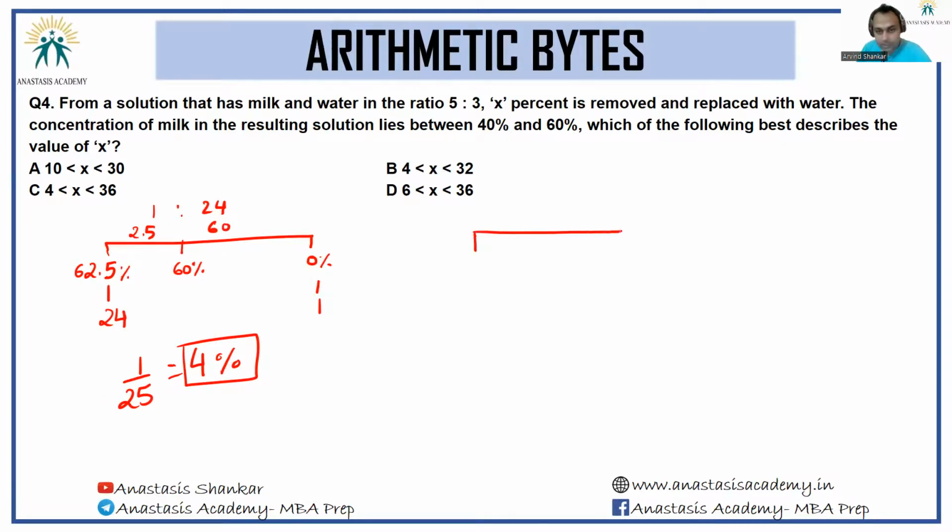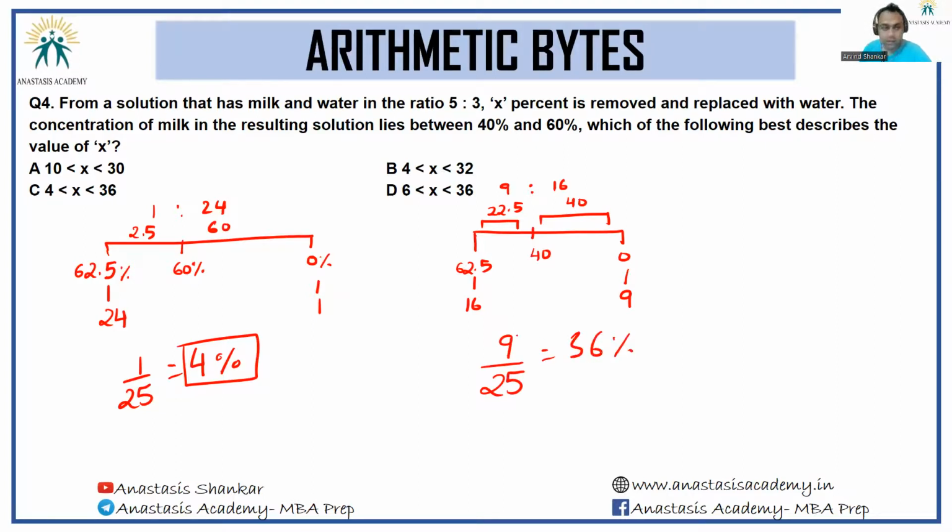Now the other extreme I have to check. 62.5, 40 and 0. This is 22.5. This is of course 40. This is 9, this is 16. So 16 units of original is present. 9 units have been replaced. So 9 by 25, this is 36%. So I have the upper limit and the lower limit. Answer to the question will be option C.